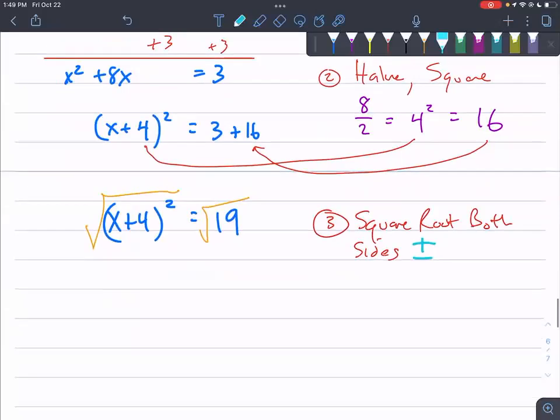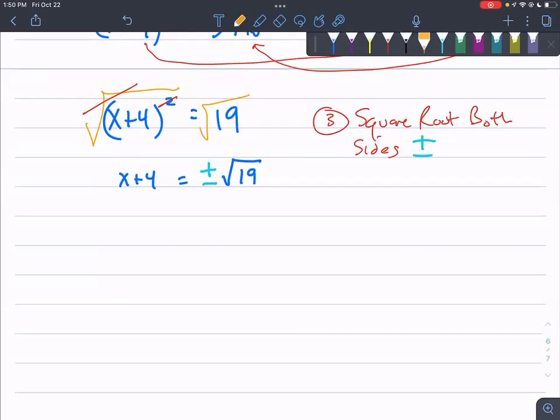Square root both sides. Don't forget the plus and minus. The square and the square root disappear. So on the ones that we had before, we had the square root of 25, which is 5. We had the square root of 16, which is 4. Those came out nicely. The square root of 19 doesn't come out nicely. We'll just leave it as the square root of 19 for now.